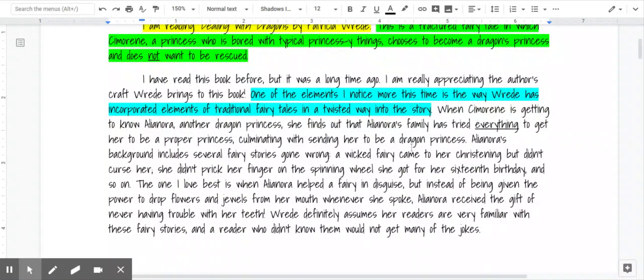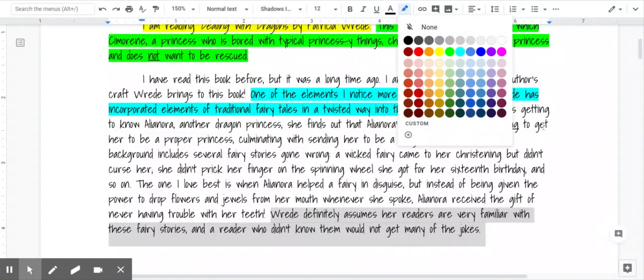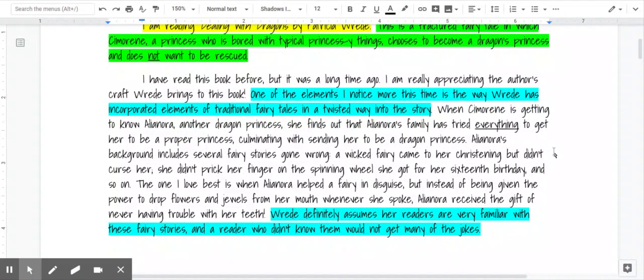I give some specific things about the text that support my idea that Reedy is incorporating elements of traditional fairy tales in here. And then I kind of wrap it up at the end by explaining that I feel that Reedy assumes that her readers are going to know this, that you wouldn't be reading a fractured fairy tale, which is a different variety of fairy tale, if you weren't interested in fairy stories. So you would know a lot about fairy stories.